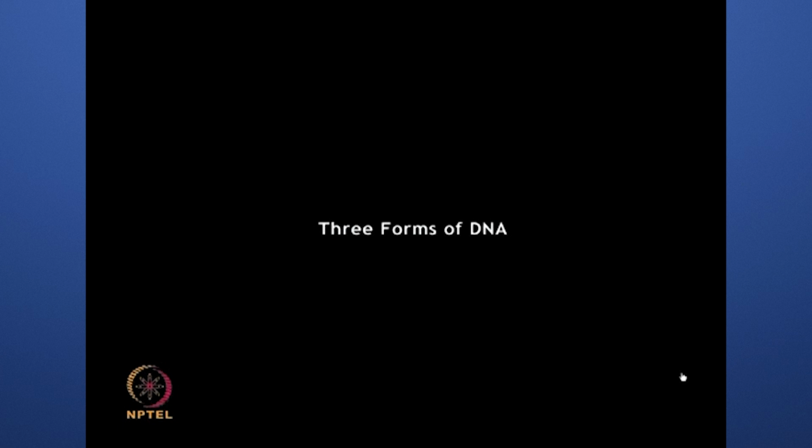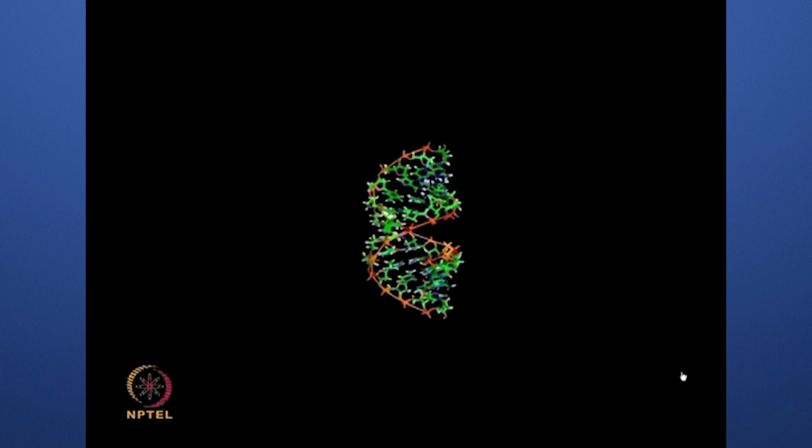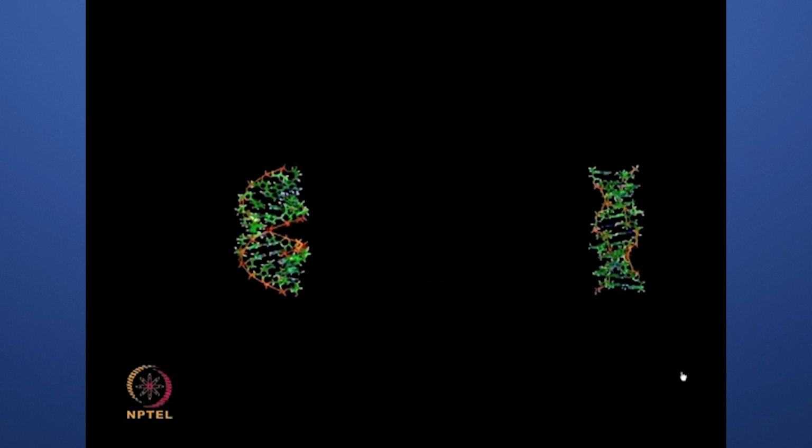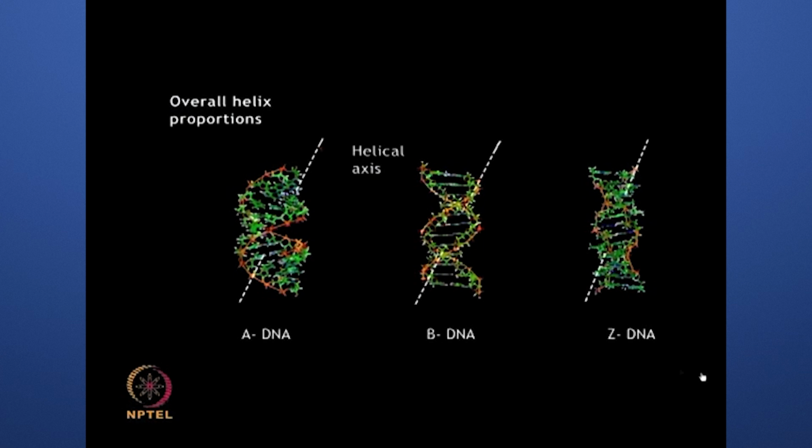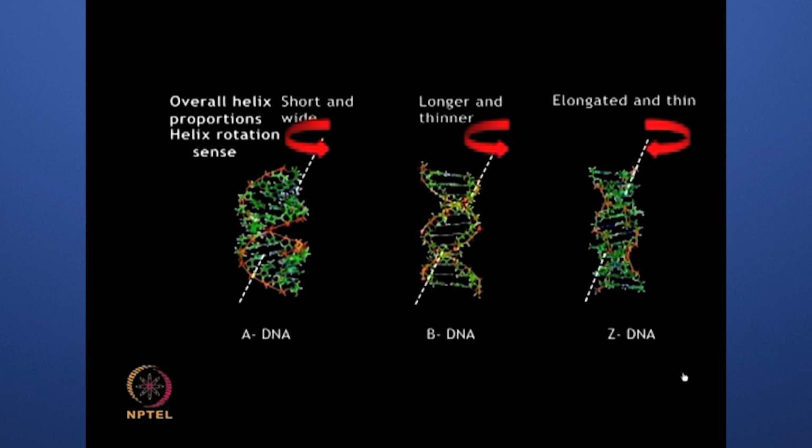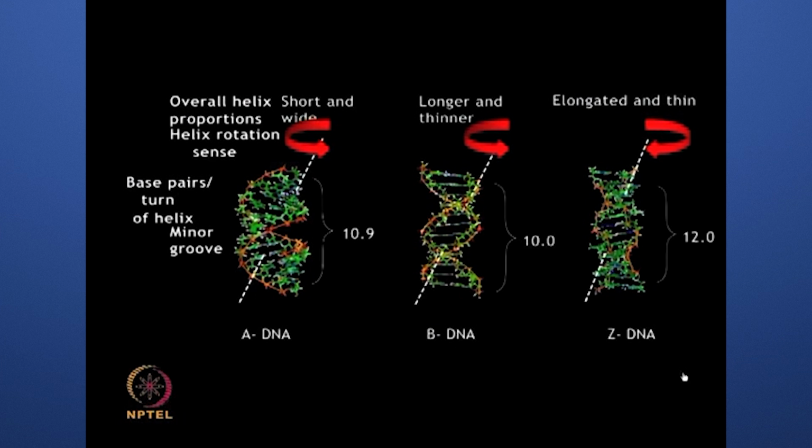Three forms of DNA. DNA exists in many possible conformations that include A-DNA, B-DNA and Z-DNA forms. A and B are right-handed helices, whereas Z-DNA is a left-handed helix. There are 10.9, 10 and 12 base pairs per helix turn in A, B and Z DNA respectively. They differ in their overall structure as well as in the proportions of their major and minor grooves.